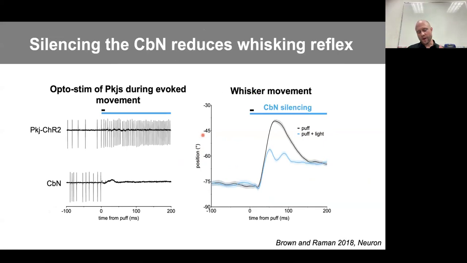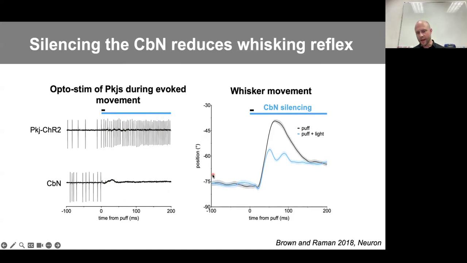And so next, given that we saw this nuclear cell response, and given that it was relatively brief, we wondered whether or not it actually contributed to the whisking reflex that we are studying. In order to look at that, what we did was we suppressed activity in the cerebellar nuclei by stimulating Purkinje cells that were expressing channelrhodopsin.